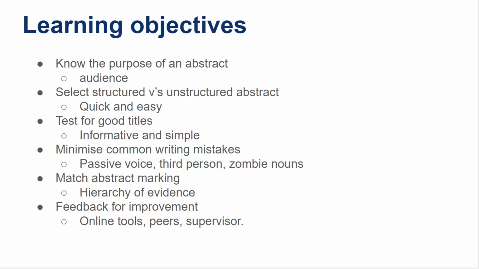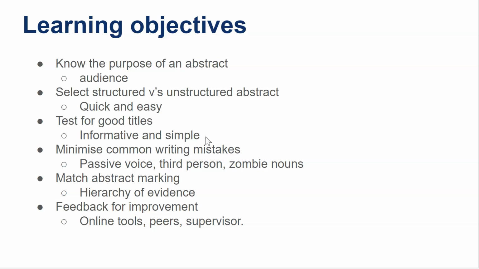Now let's close this online presentation loop by revisiting the learning objectives. We talked about the purpose of an abstract. Basically, it's about knowing your audience, selecting a structured abstract, the test for good titles being the declarative or informative title with simple words. We learnt about passive voice, third person, and zombie nouns, which are common writing mistakes and how to correct them.